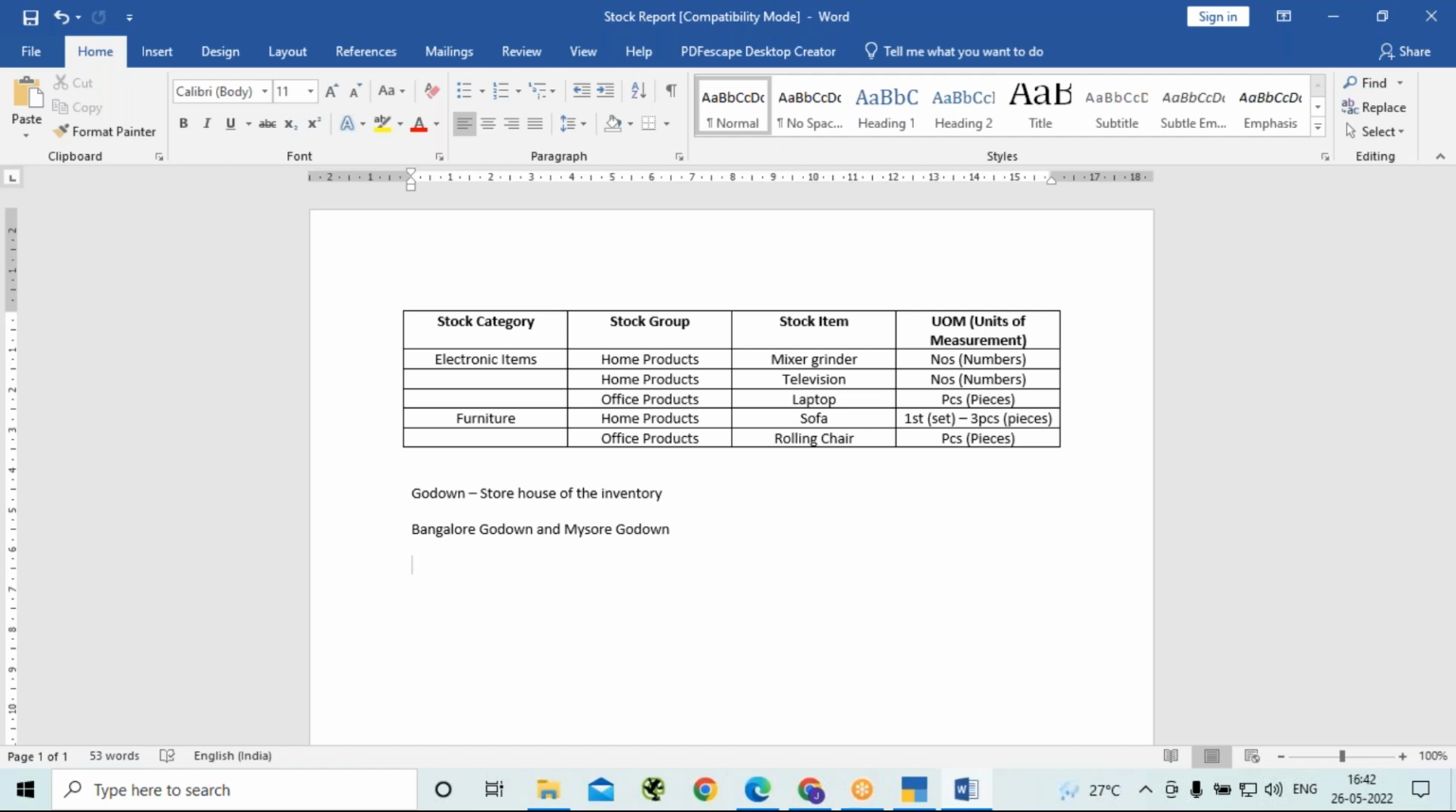It is not mandatory that you should have two godowns. You can have more than that, or you can maintain only one godown. There is one default godown in Tally which is already predefined, that is called Main Location. So there may be a chance of getting this question in your exam. So it is Main Location.